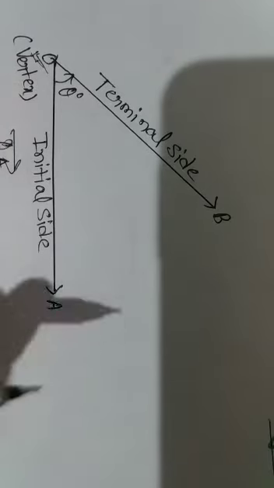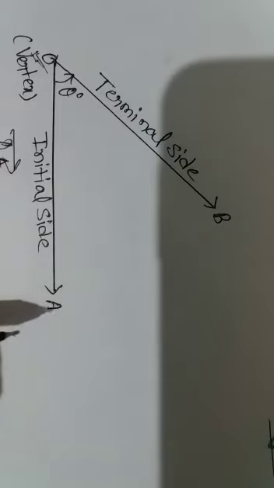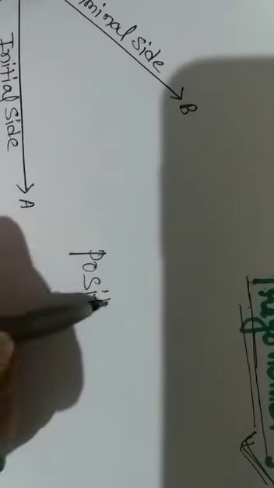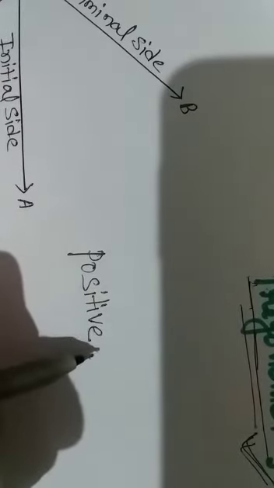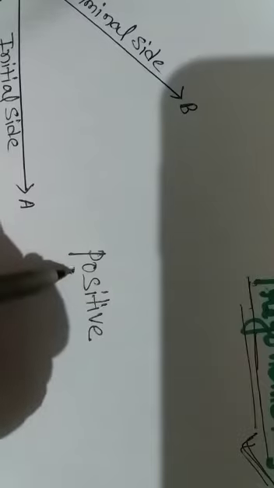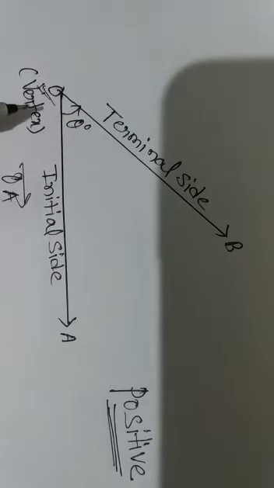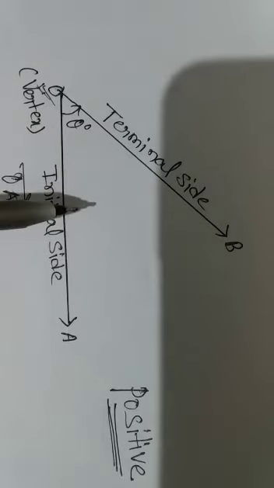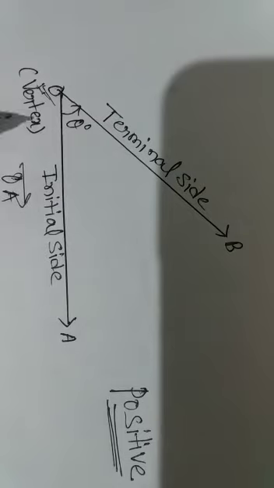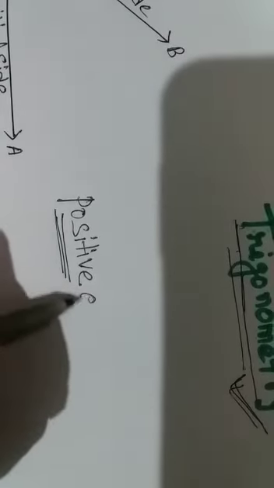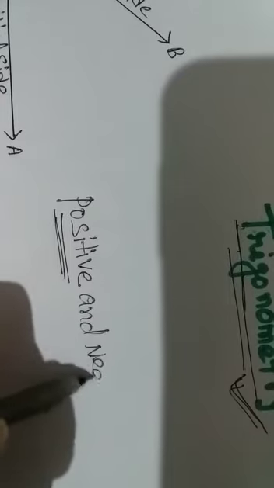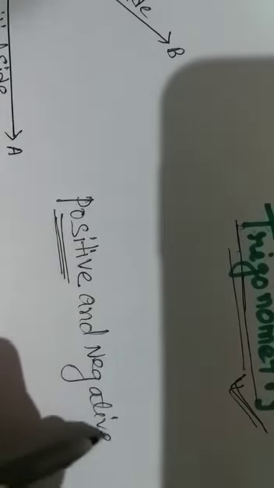Under this, we will read about positive and negative angles. First, see positive angle. An angle formed by rotating a ray is said to be positive or negative depending on whether it moves in anti-clockwise or clockwise direction respectively. So here you see positive and negative angles.